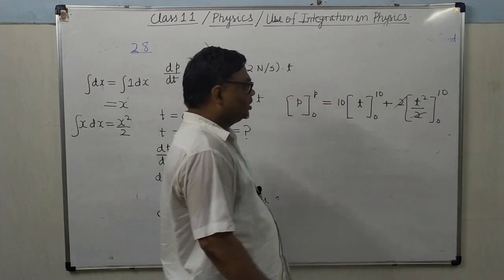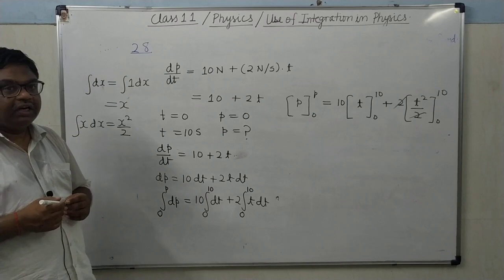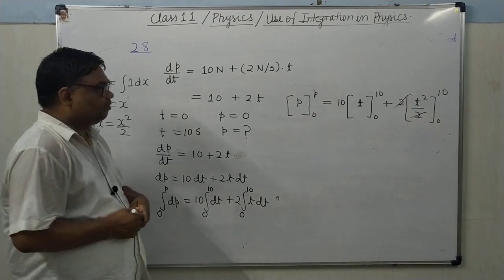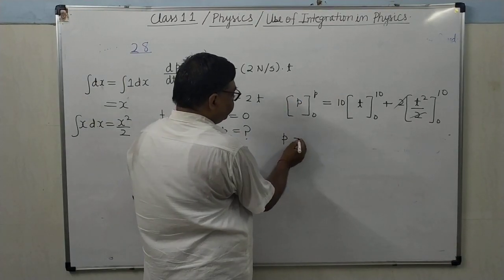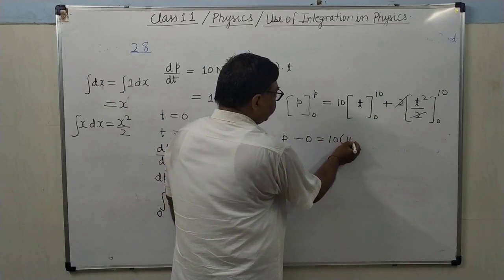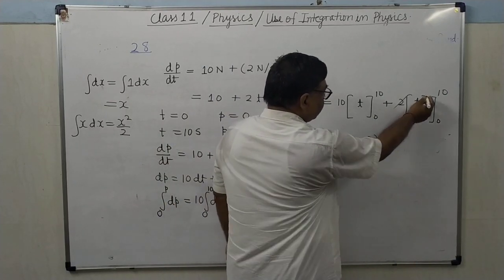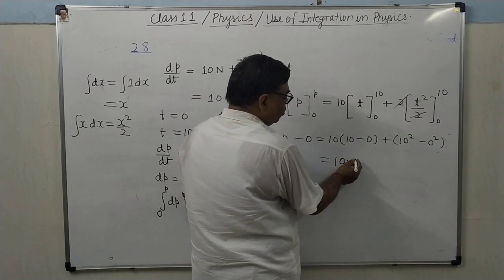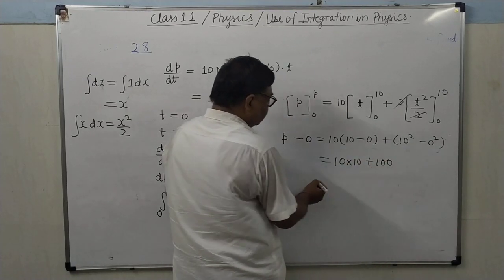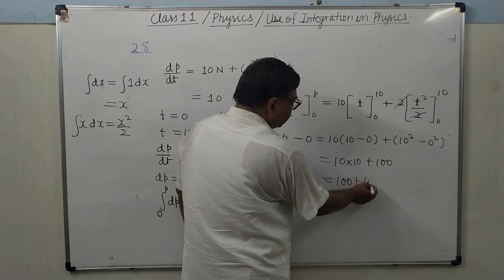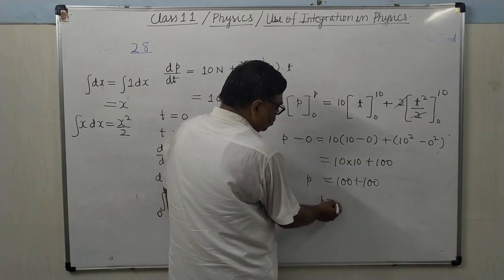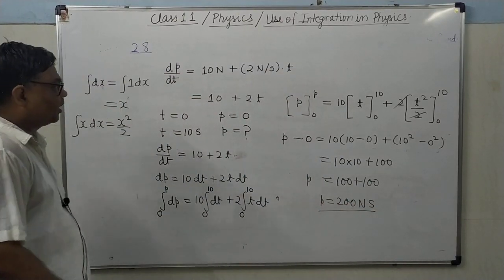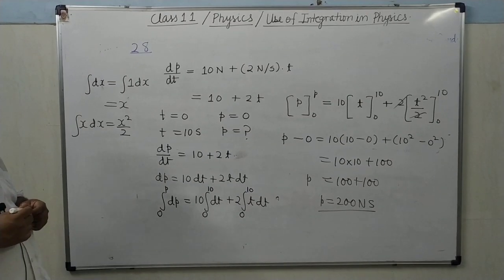The 2 will cancel. Here there is no need to put the integration constant. Why? Because the limits are already given. Now the value at the upper limit minus the lower limit: p minus 0 equals 10 into 10 minus 0, plus 10 square minus 0 square. When you simplify, 10 into 10 is 100, plus 100. So p equals 200 Newton second. Is it clear? This will be equal to Newton second.